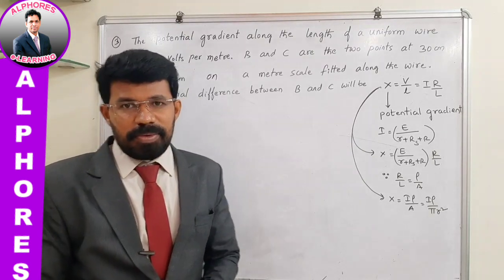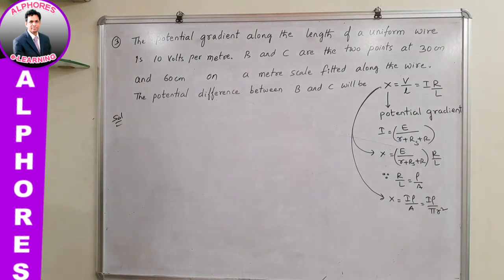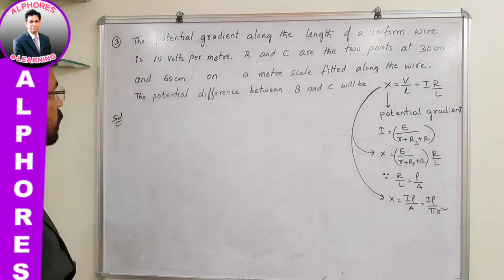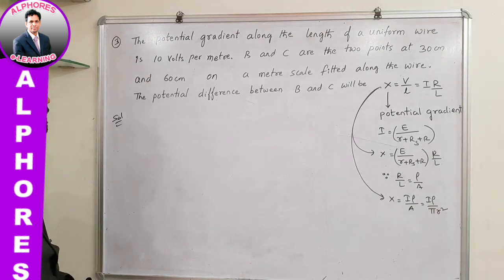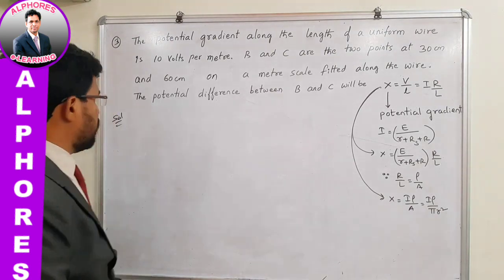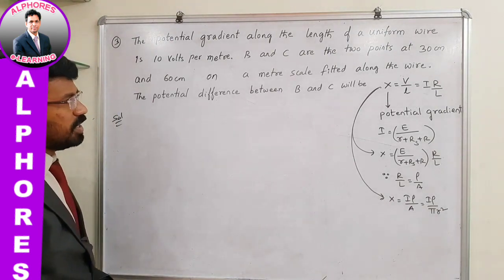Now let us try this problem. What is this? The potential gradient along the length of a uniform wire is 10 volts per meter. B and C are 2 points at 30 centimeter and 60 centimeter on a meter scale fitted along the wire. The potential difference between B and C will be.